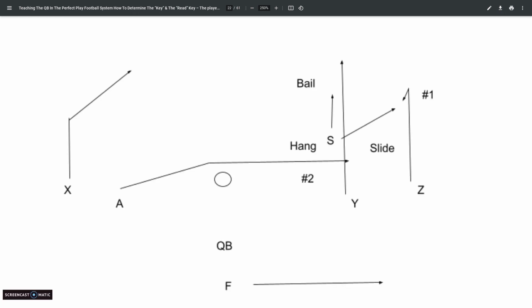So here we have another example where we're still going to read the Sam. You could expand this idea or this concept to any level of defender, an inside linebacker, an overhang defender to the field or to the boundary. You could have it to the corner or a safety. You could design your passing game to read the defender, which I would rather do than have a true progression type like the air raid system does.